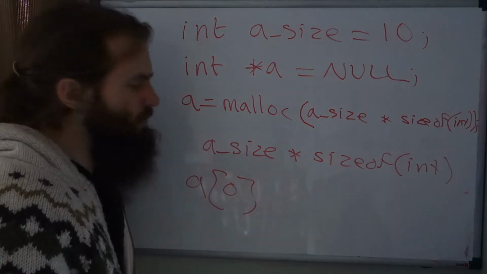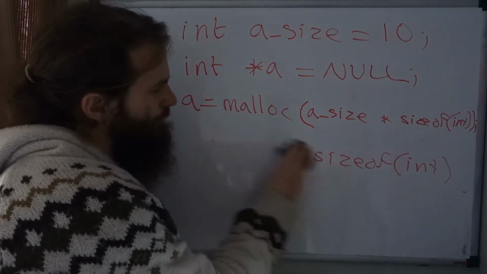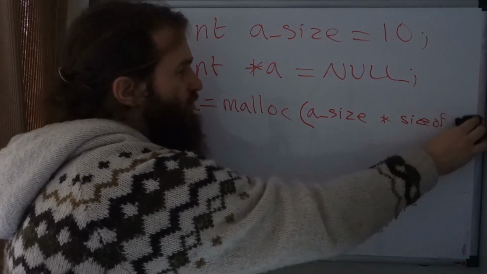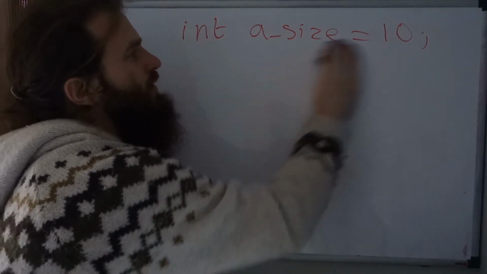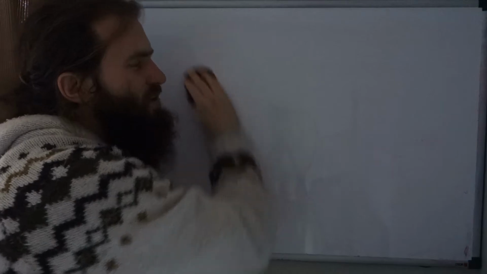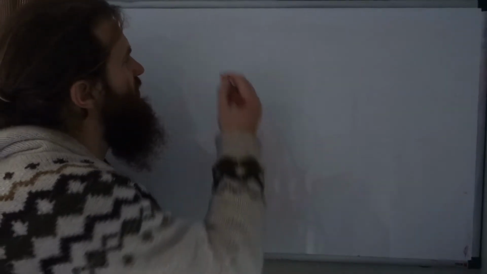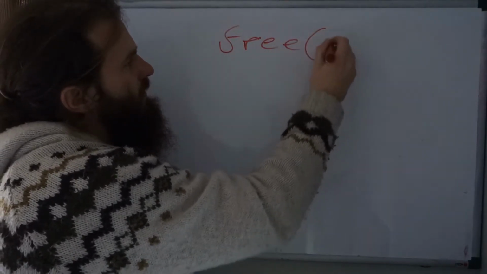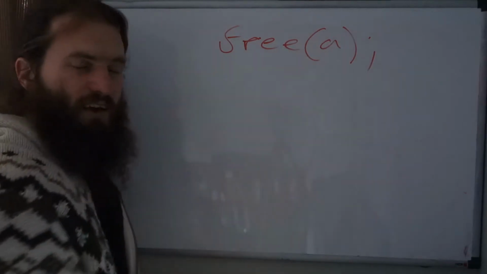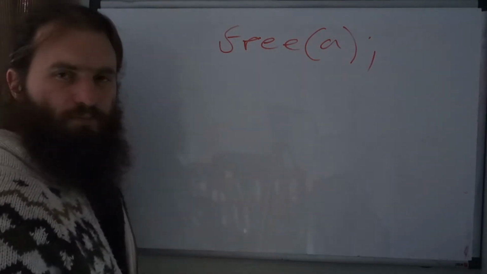Otherwise you can get what's called memory leaks, where you're not freeing your memory and you keep allocating it and you run out of memory, which is something you don't want to do. And so to free a previously allocated pointer A, you just use the function free, and then you pass in a pointer. That has to be a pointer, and that will free it.